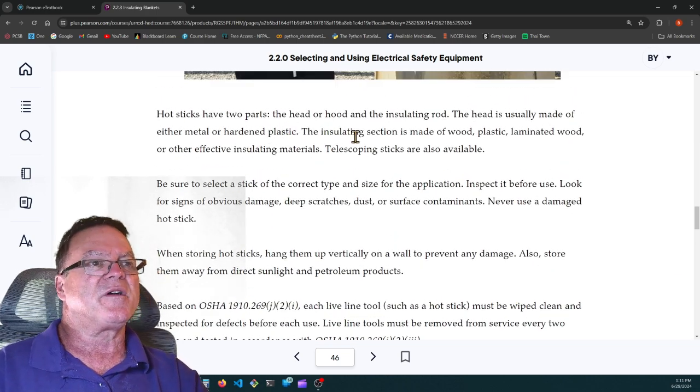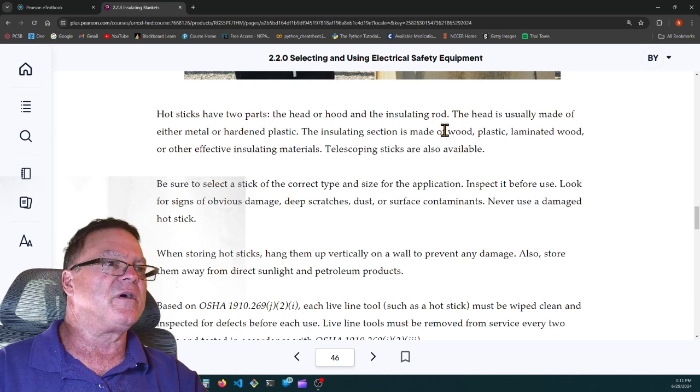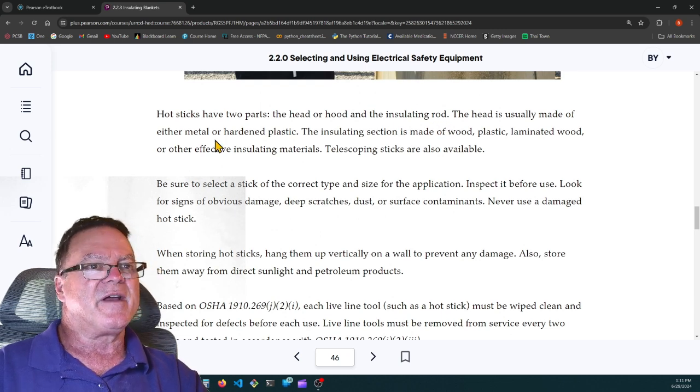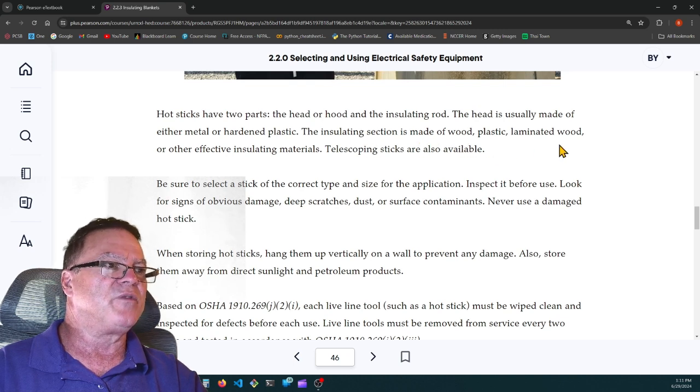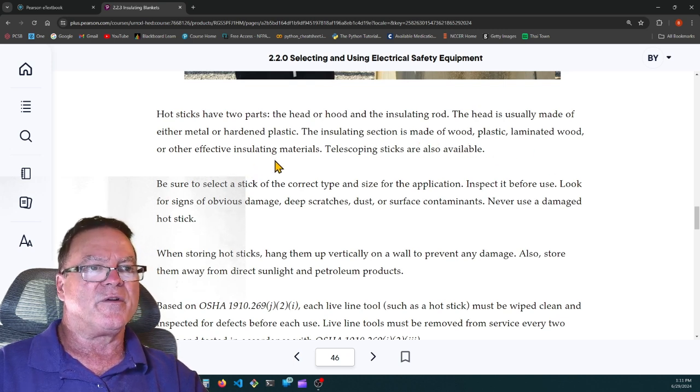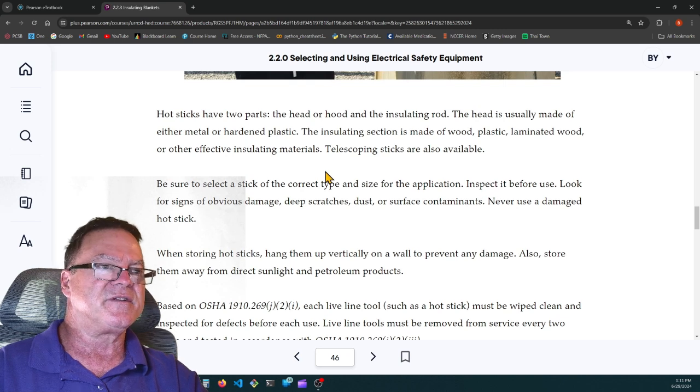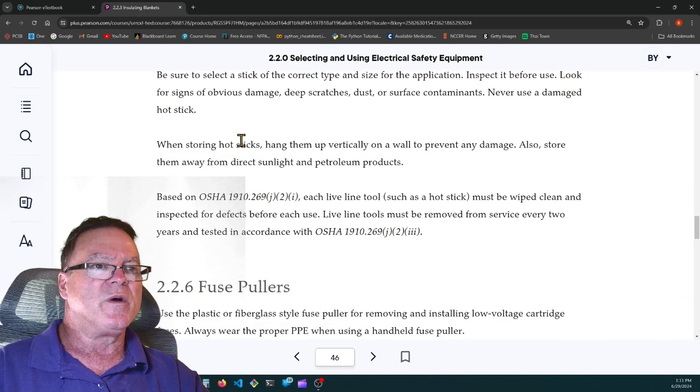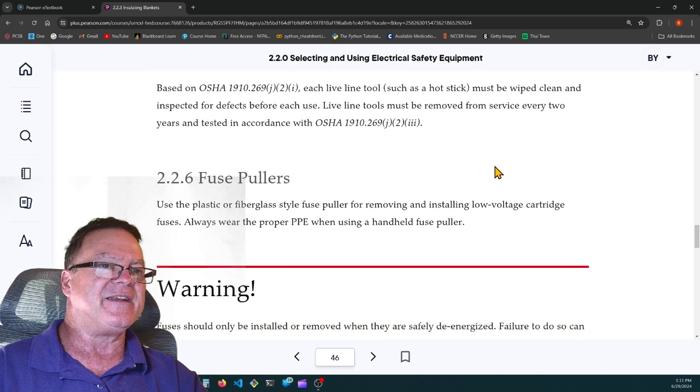Hot sticks have two parts, the head or hook and the insulating rod. The head is usually made of either metal or hardened plastic. The insulating section is made of wood, plastic, laminated wood, or other effective insulating materials. Be sure to select a stick of the correct type and size for the application. When storing hot sticks, hang them up vertically on a wall to prevent any damage.